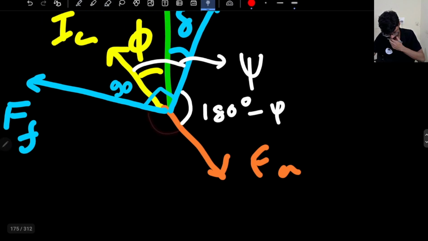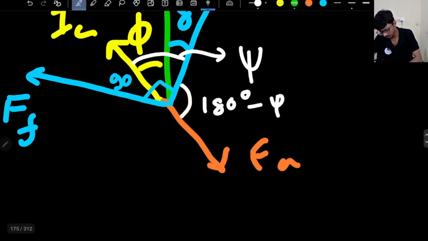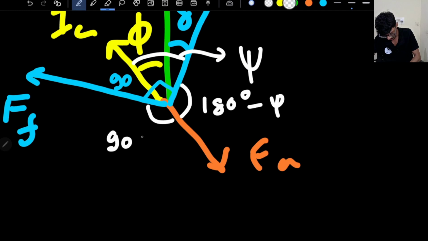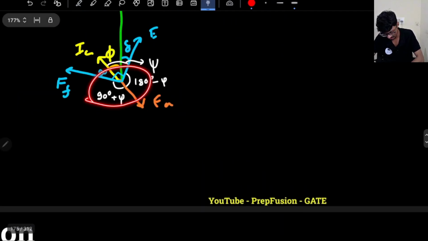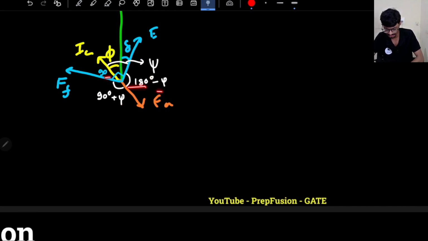Now this angle is 180 minus xi, this angle is 90. The whole thing should be 360, correct? So this will be 360 minus the addition of these two. This plus this is 270 minus xi, so I subtract this from 360 and I get back my angle. 360 minus 90 is plus 90, and minus of minus xi will be plus xi. So your angle between the armature MMF and field MMF will be 90 plus xi.